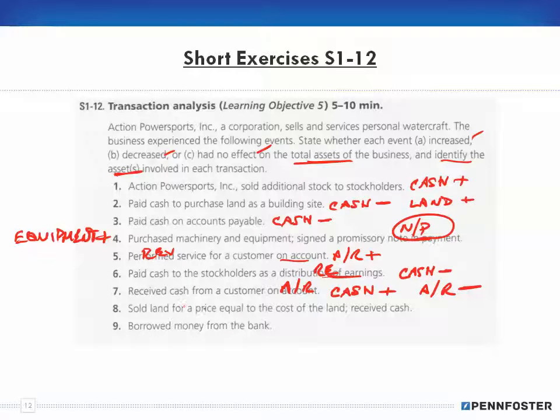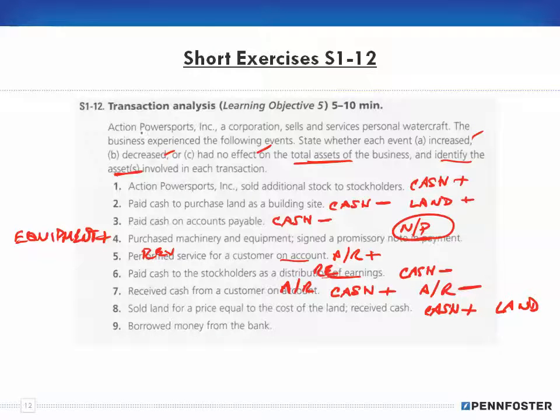Sold land for a price equal to the cost of the land and received cash. Am I affecting cash? Yes. And am I increasing my cash? Yes, because I'm receiving the cash for the land. Now, the land was also an asset.